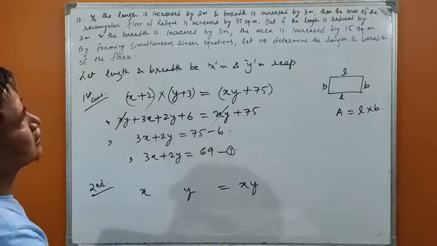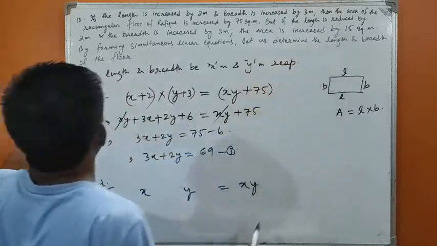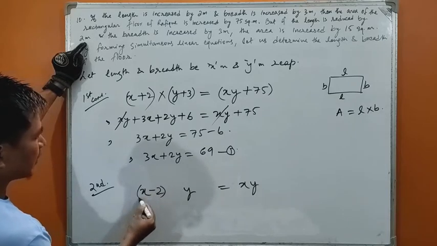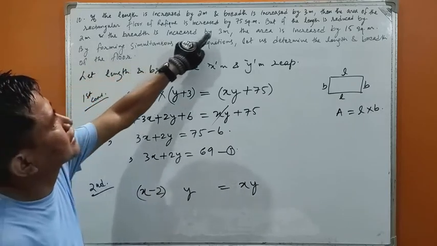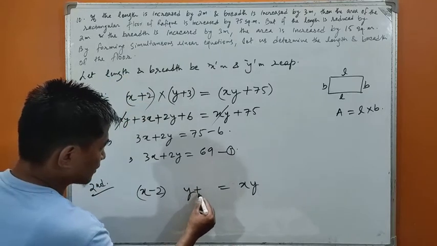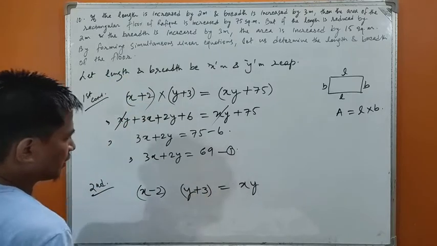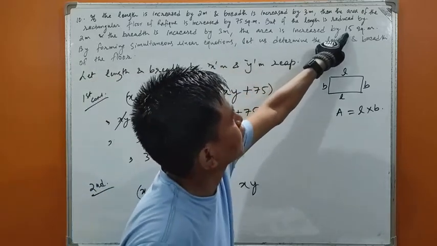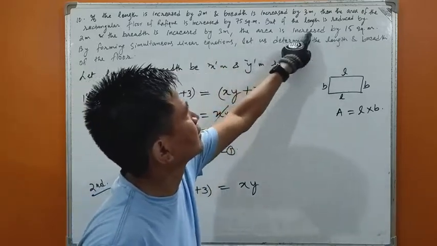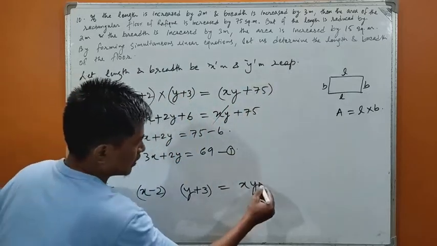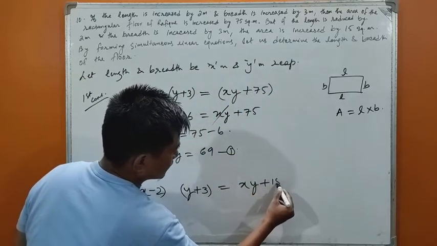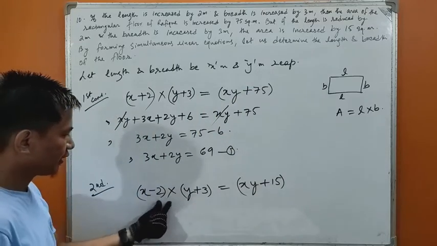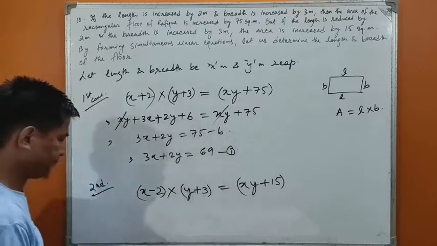Now according to the second condition, what if length is reduced by 2 meter? Reduced means length is decreased by 2 meter, minus 2, so x minus 2. And breadth is increased by 3 meter, y plus 3. In that case, the area is increased by 15 square meter, means area is still increasing, isn't it? So when you multiply this new length and new breadth, you get this new area.